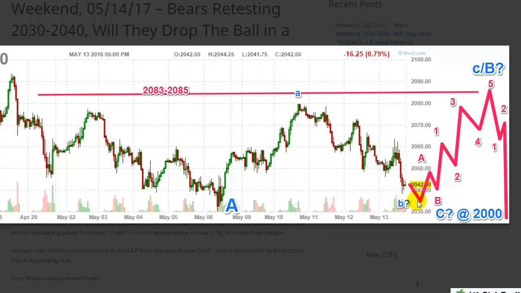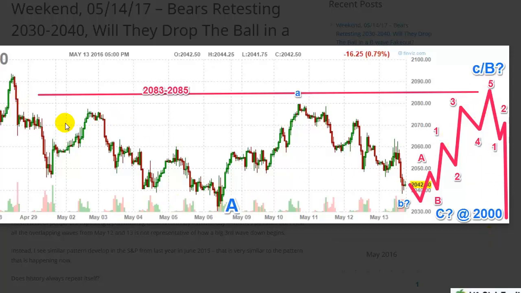But then from there, we should see a wave up, one up, followed by a wave two, and then 3, 4, 5. And then from that point, if we hit resistance, ideally in the upper 2080s, but if not in the 2083 and 85 area, then from there, we have basically an A, B, C flat setup, and we could set up a third wave down or a C wave down.